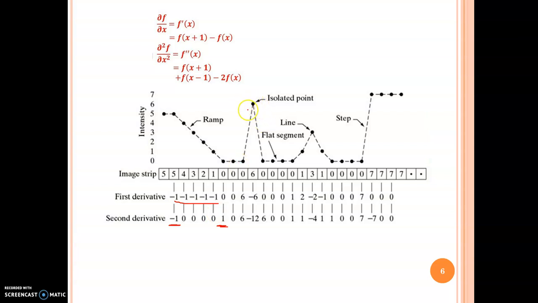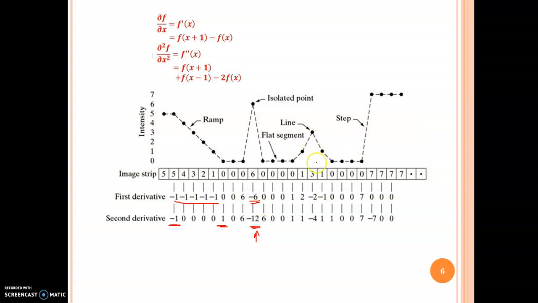Now consider the case of an isolated point. So if I have a point in my image, you can see my first order derivative is having the value minus 6 at the point, and the second order derivative is having a higher value, that is minus 12. So in order to detect my point, I can either take the first order derivative or the second order derivative. But the second order derivative is having a larger value, so by using the second order derivative you can detect the isolated point, because it is having a very large value, that is minus 12 compared to minus 6.